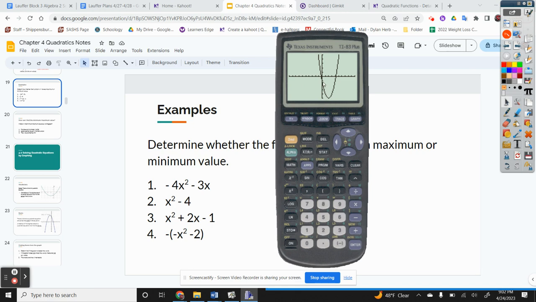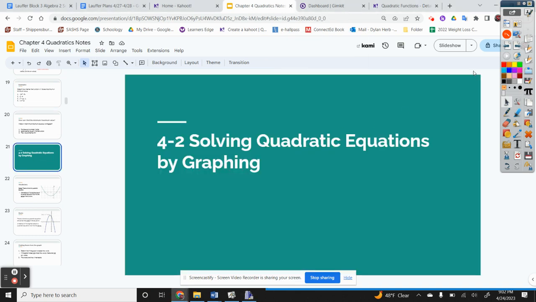You can see sometimes it's not so easy to count. I mean, this one's really not that bad either, but sometimes it's not easy to count and know exactly where that's at. So doing the algebra is sometimes important. All right, let's move on to the new stuff quick.